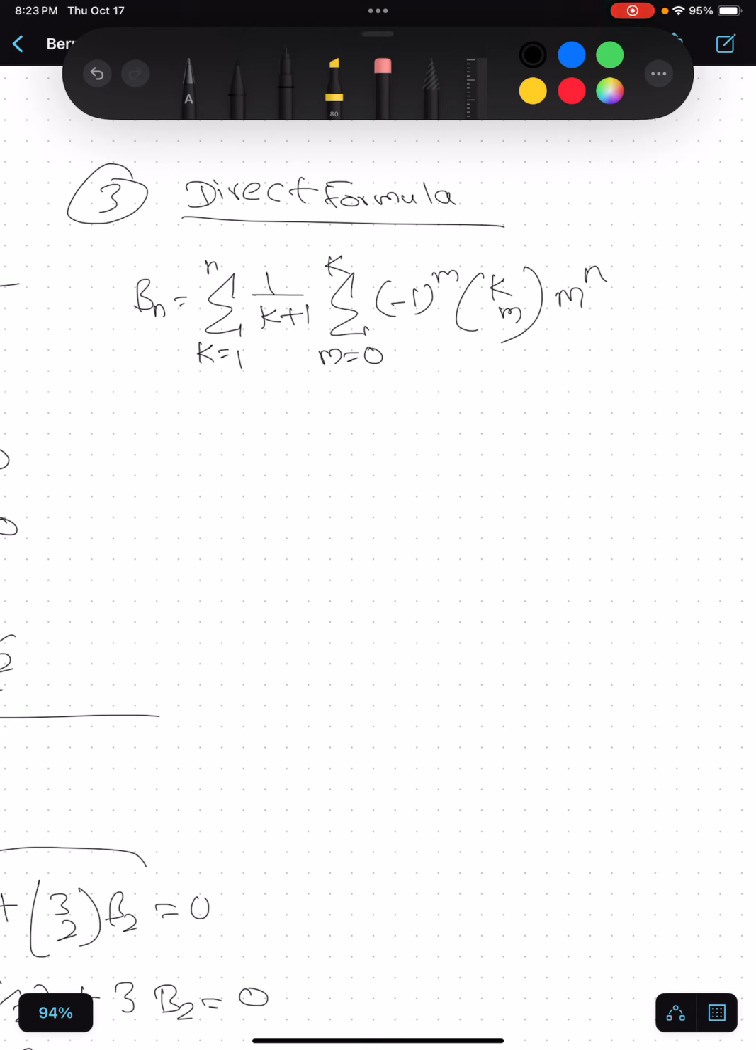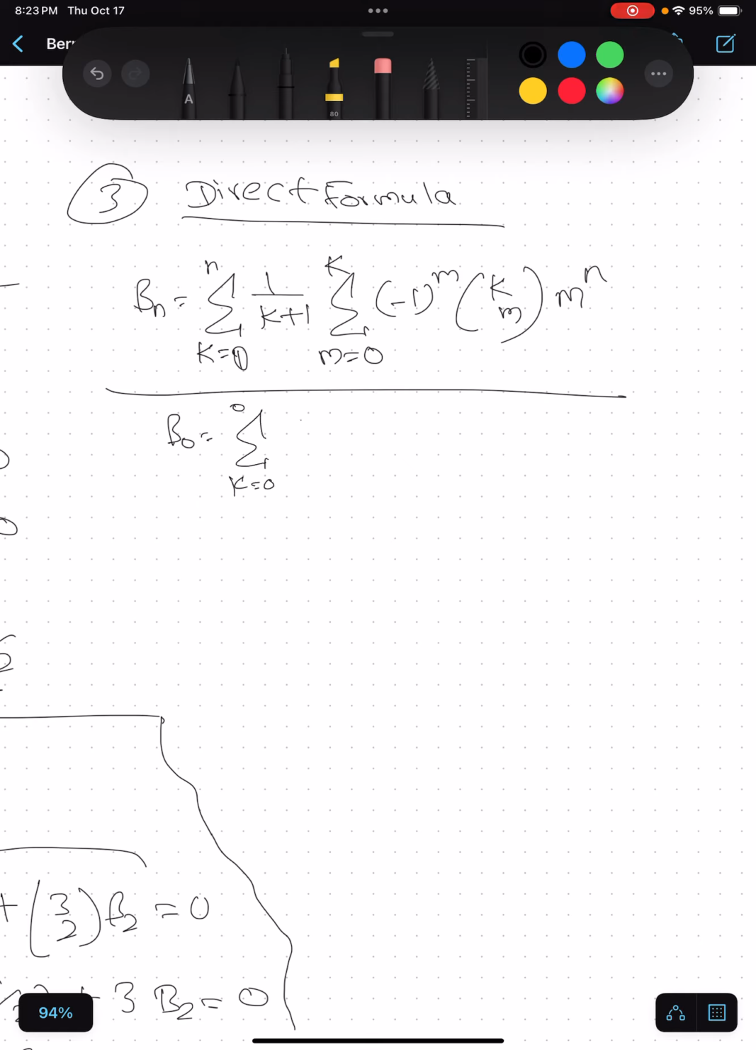Now let's try to evaluate this. This is the formula. Try to look for the proof of the formula yourself if you want to, right? Okay, now B of 0. We put n equals 0. Oh, this goes from 0. I'm sorry. Okay, so sum from k equals 0 to 0.